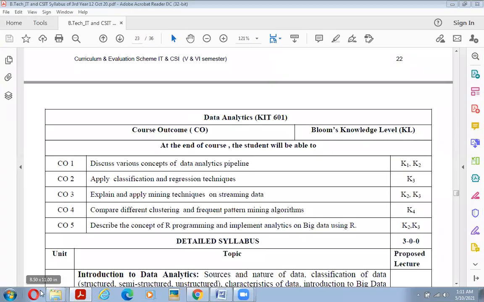Hello, dear all. Here, I want to give an introduction of the subject Data Analytics, whose code is KIT 601. Before moving into the subject, let's understand what the core curriculum and evaluation scheme of the subject is all about.